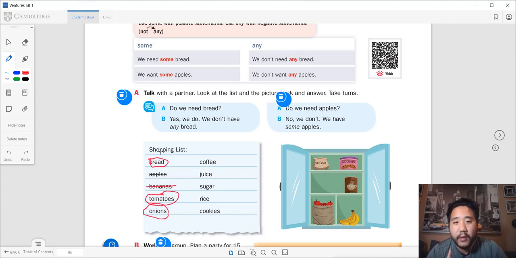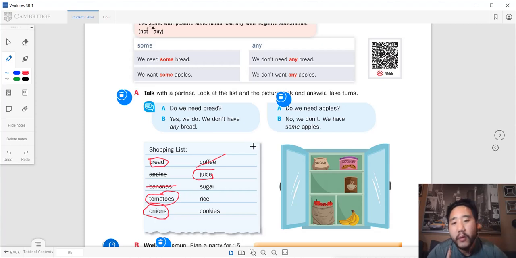Coffee. We have coffee. So when you ask, do we need coffee? No, we don't. We have some coffee. So we don't need this. Juice. Do we need juice? Yes, we do. We don't have any juice. So this is what we need. We don't see any juice here. Sugar. We see sugar.